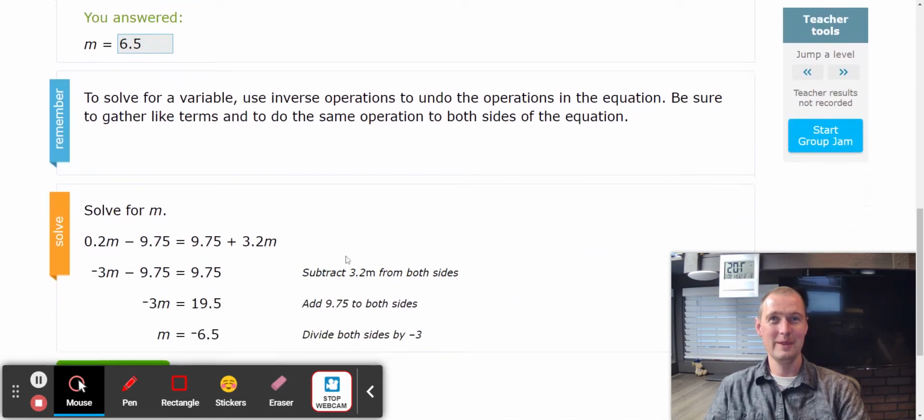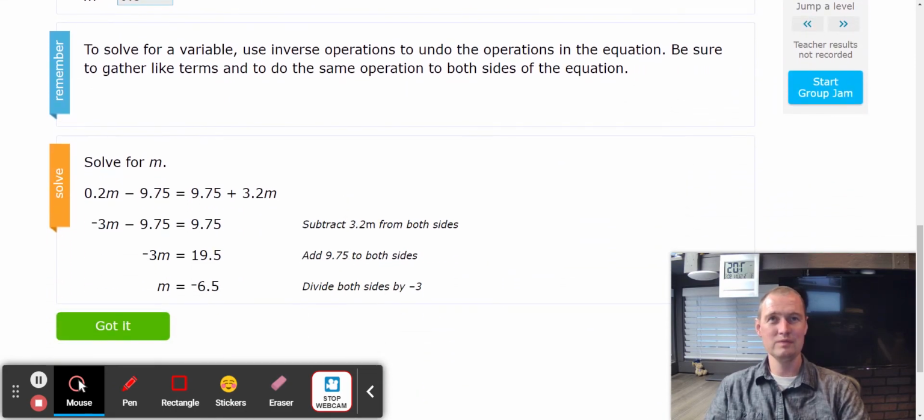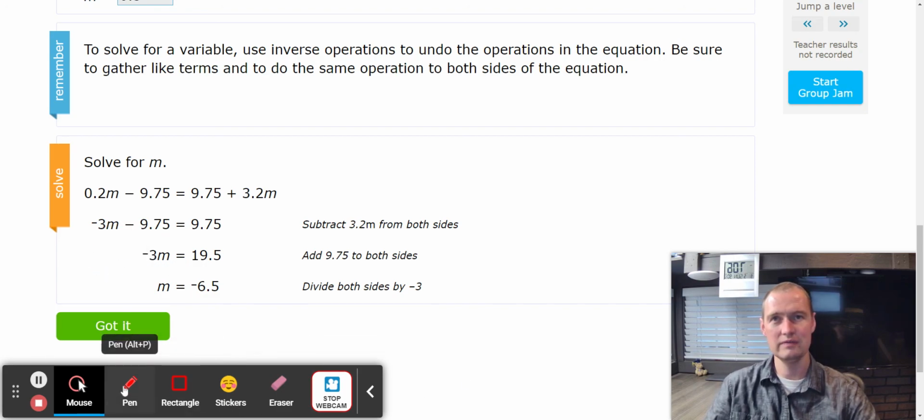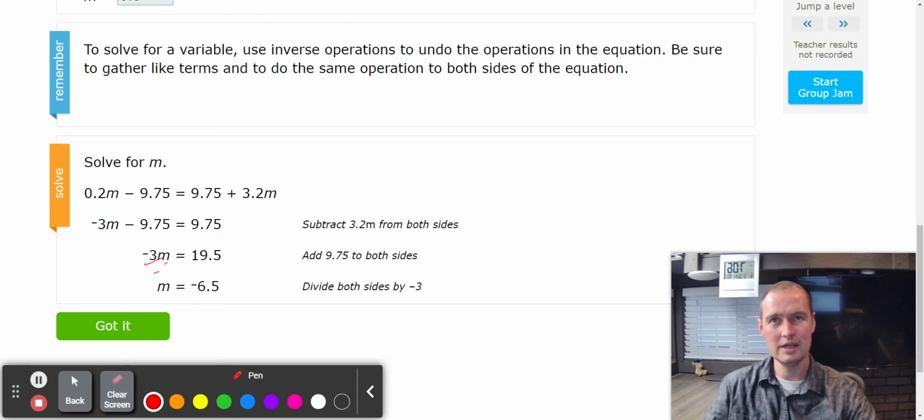How fun. All right, so what happened is I forgot to carry the negative down with M. So do you notice right here where it says -3? And when you divide both sides by -3, so here I'll show you that step right there. So you got to divide by -3, and 19.5 divided by -3 gives you -6.5. So what happened is I forgot the -3 there, and that's why I got the positive.